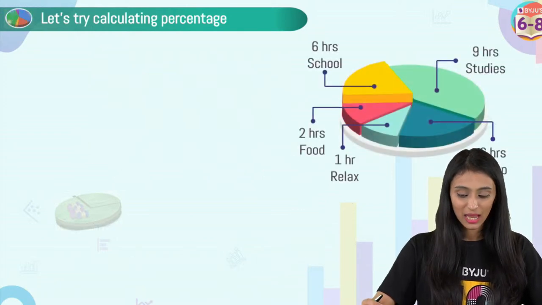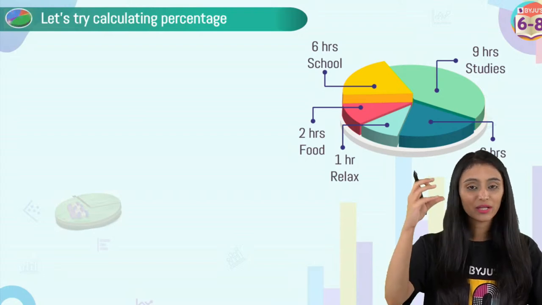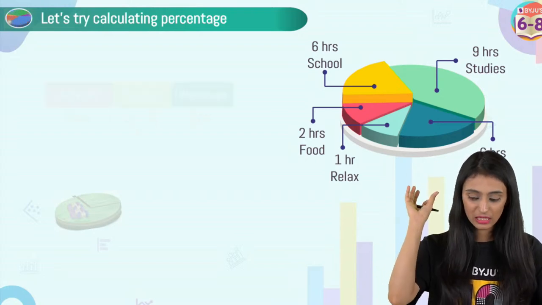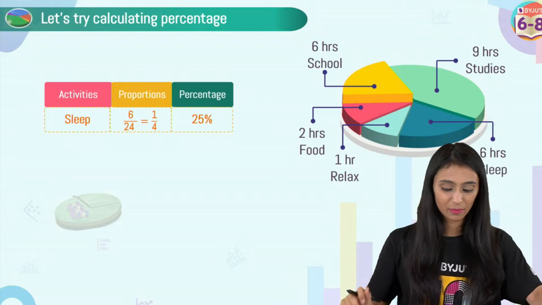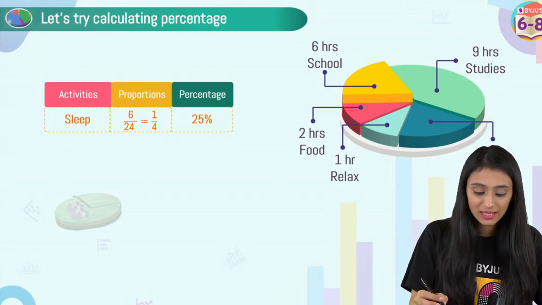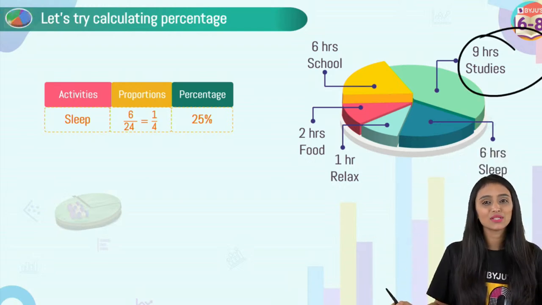Let's move ahead. Now, let's suppose I try calculating the percentage for each of these tasks. Now, you tell me sleep is 25%. Let's suppose how many hours the child is studying. Can you calculate the percentage for me?